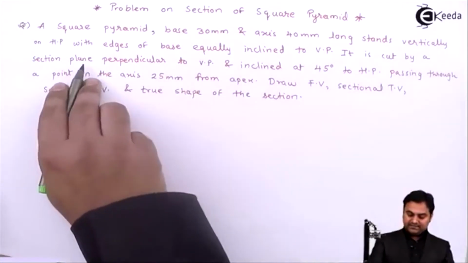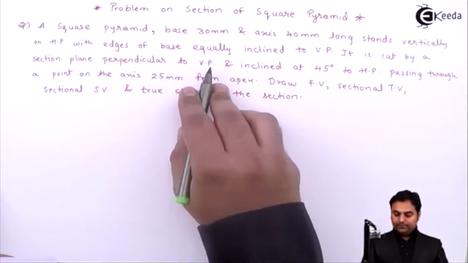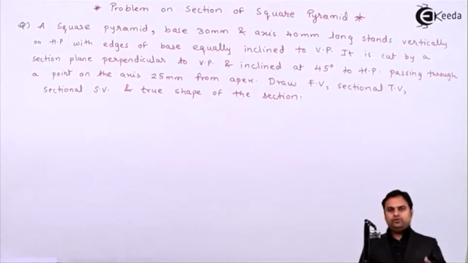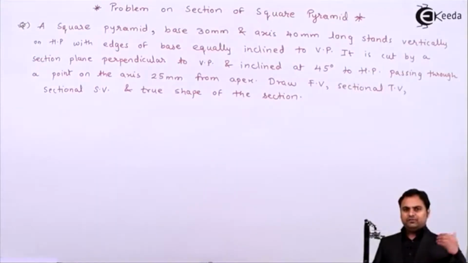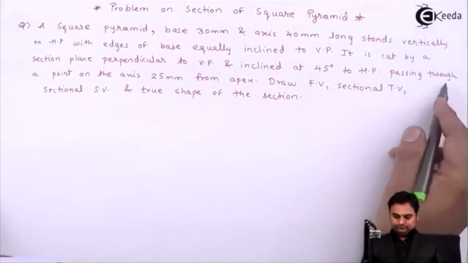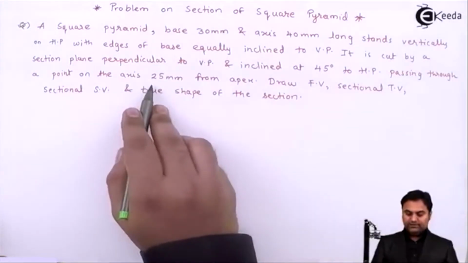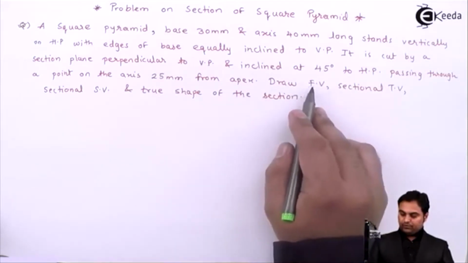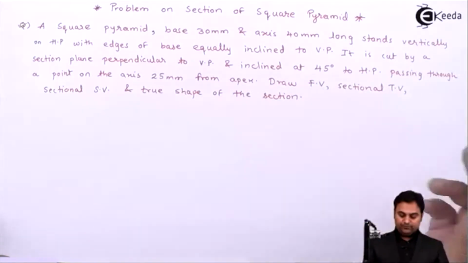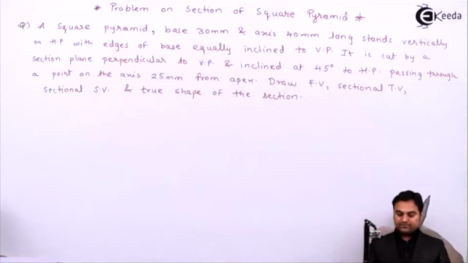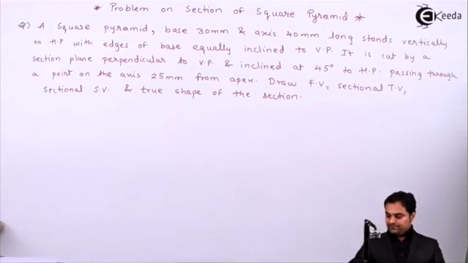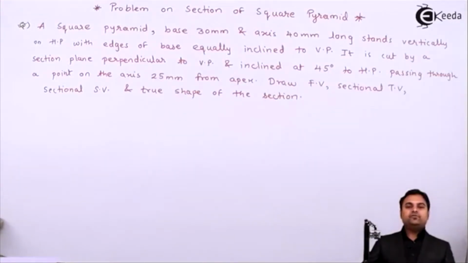It is cut by a section plane perpendicular to VP and inclined at 45 degree to HP, means perpendicular to one plane and inclined to the other plane, passing through a point on the axis 25 mm from apex. Draw the front view, sectional top view, sectional side view and true shape of the section. So this is the question in front of us. First, I'll draw the diagram of the square pyramid and explain the conditions given.